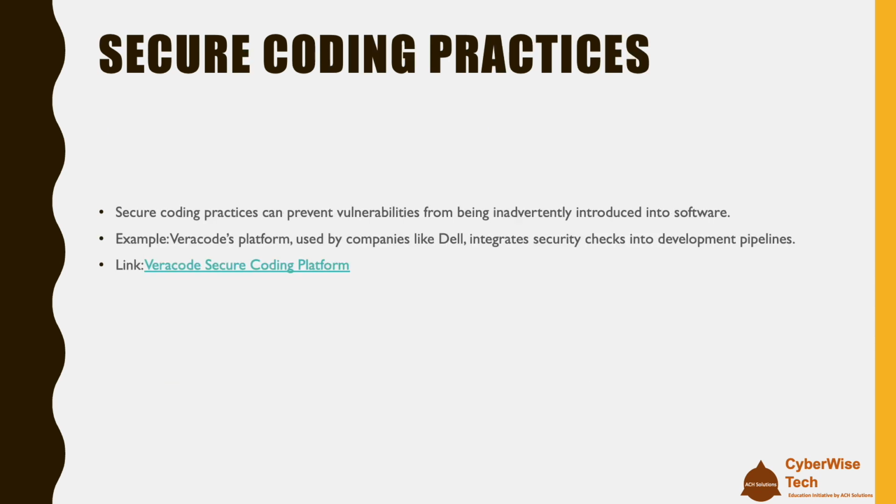Let's see some of the secure coding practices, which are a cornerstone in preventing vulnerabilities from entering our software. Incorporating security checks directly into the development lifecycle allows us to address issues before they reach production. Veracode is one of the platforms that enables secure coding practices. Used by companies like Dell, it integrates security testing into the coding pipeline, helping developers detect and address vulnerabilities early on. This proactive approach minimizes the risk of unintentional vulnerabilities and reduces the impact on the supply chain.